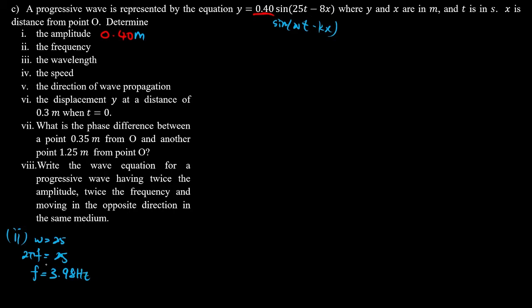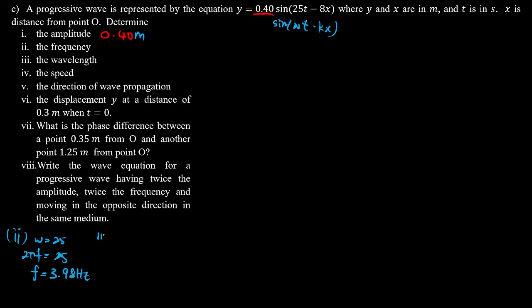Okay, so substitute your omega equal to 25, so you will get your f is equal to 3.98 hertz. So you can leave the answer as 3 significant figures or 2 significant figures, because your least significant figures here is 2, so you can leave it as 2 or 3.